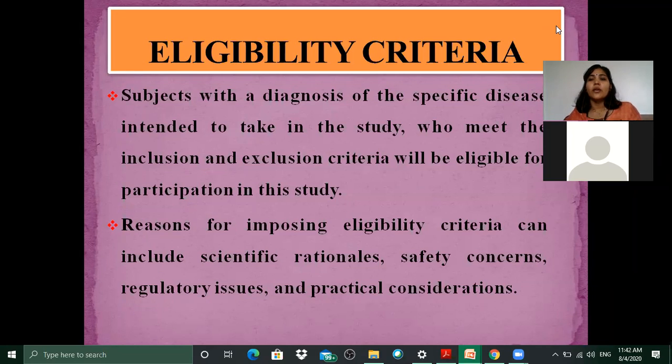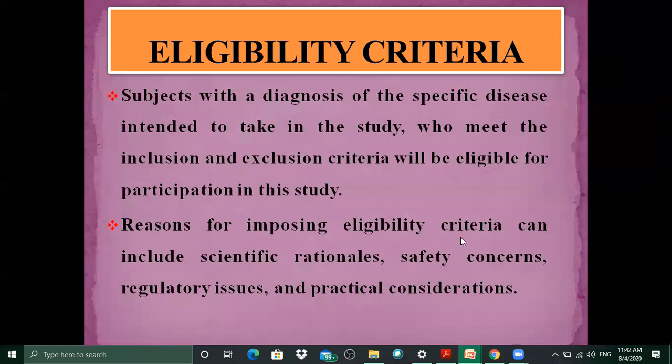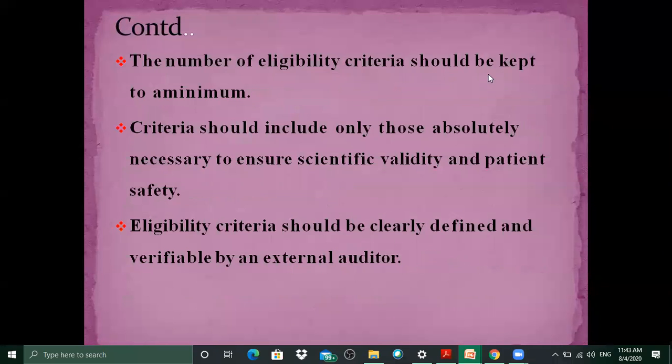Next, reasons for imposing eligibility criteria can include scientific rationale, safety concern, regulatory issues, and practical consideration. All these points should be taken into consideration before you create eligibility criteria. The number of eligibility criteria should be kept to a minimum. Criteria should include only those absolutely necessary to ensure scientific validity and patient safety. And eligibility criteria should be clearly defined and verified by an external auditor.